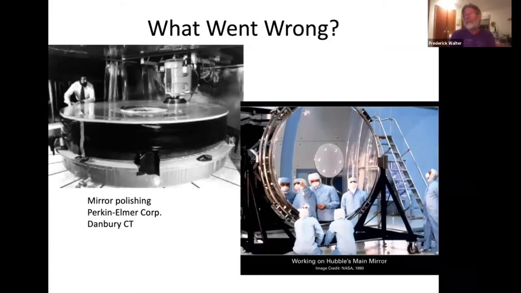So what went wrong? The mirror was ground and polished at Perkin Elmer in Danbury, Connecticut. They had a reputation for doing precision optics. The upper left picture shows the mirror being ground. You start with a flat blank and you grind out a shape because you want to end up with a concave mirror. And on the right is a picture after the mirror had been polished and coated with aluminum. You can see some magnification there. The people appear bigger in the mirror than they do in real life.